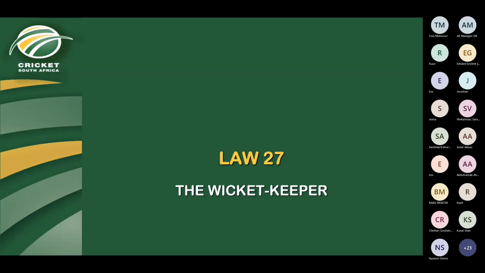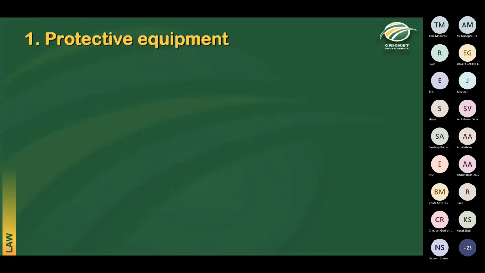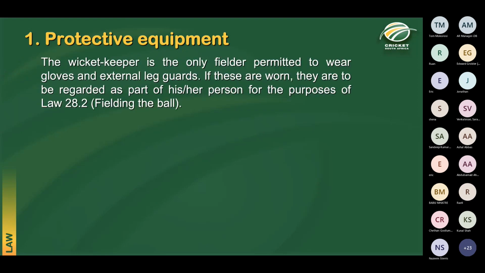Last law from my side this evening before Abdullah takes us through 28 to 31. Law 27 is the wicketkeeper. The wicketkeeper has got protective equipment that only he or she can wear. They are the only fielder permitted to wear gloves and external leg guards. If these are worn, they are to be regarded as part of his or her person for the purposes of fielding the ball.